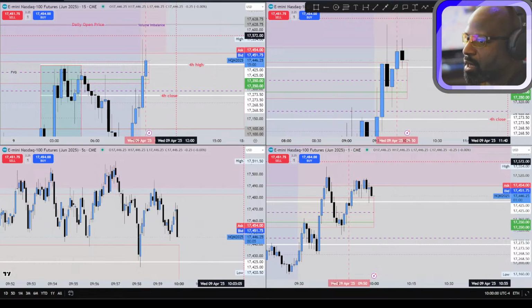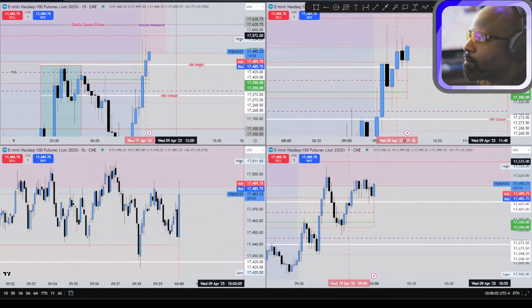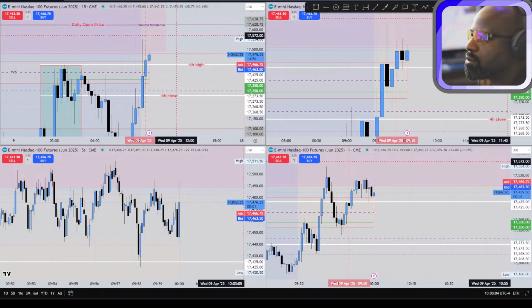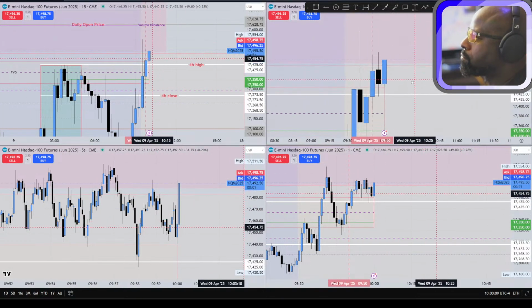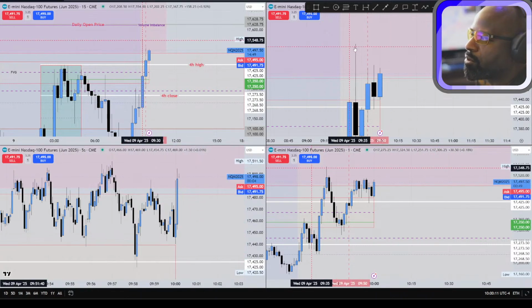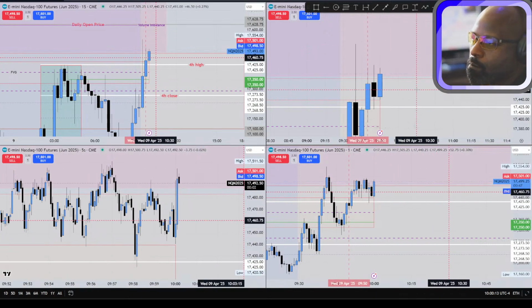What do we think? Do we think this is going to be the high today? The high of this candle is going to be the high of the day? This next candle is going to show us, no, it's not. I'm going to make the high of the day. All right, so this is the prior high of today's current candle.